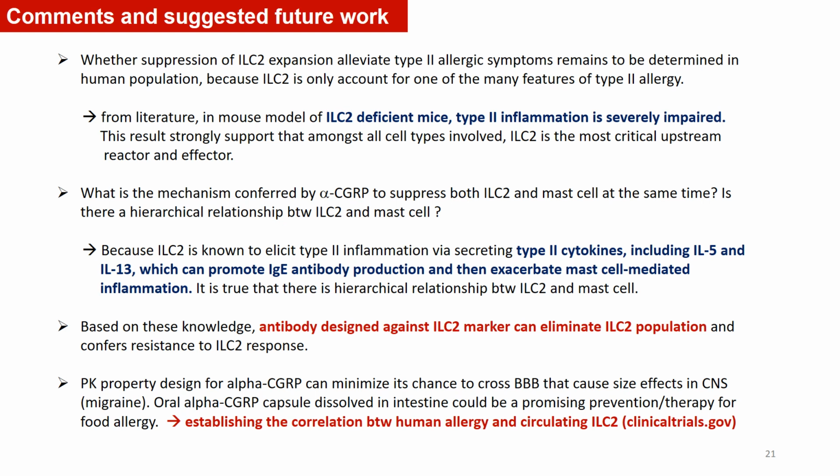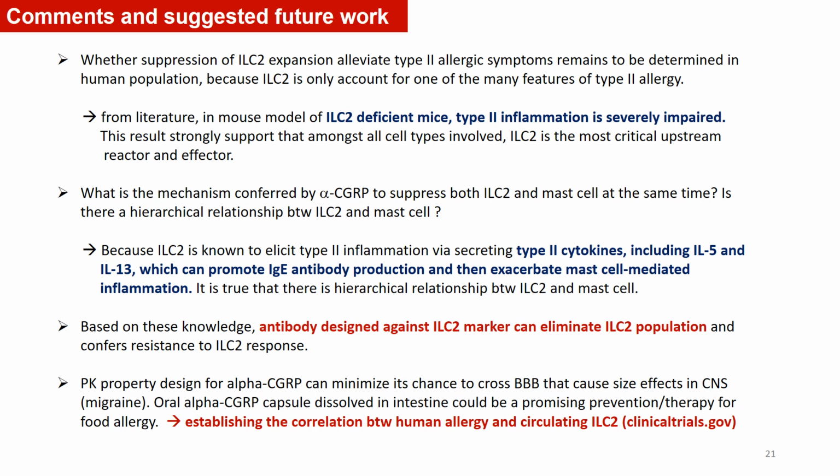By checking literature, I found that in mouse models of ILC2 deficient mice, type 2 inflammation is severely impaired, and this result strongly supports that among all the cell types involved, ILC2 is the most critical upstream reactor and effector. Actually, it plays the initiating role in type 2 inflammation. That's why ILC2 is so important in type 2 response.